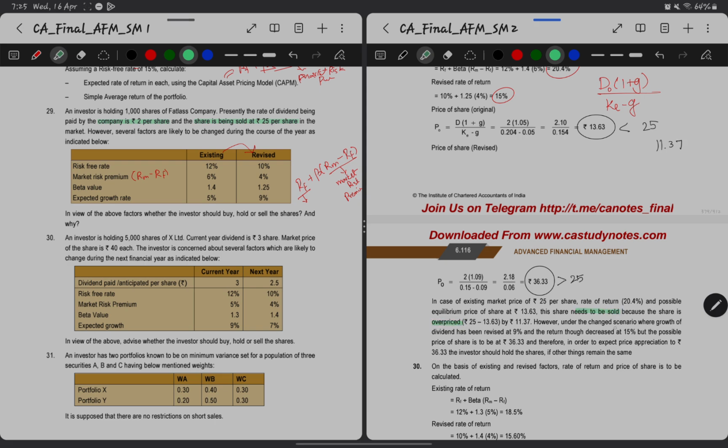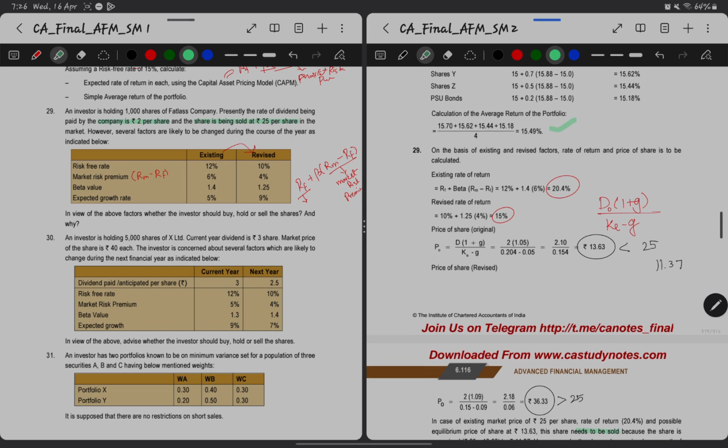However, under the changed scenarios where growth of the dividend has been revised at 9% and the return though decreased at 15%, the possible price of the share is to be at 36.33. So the price will be at 36.33. Therefore, in order to expect price appreciation to 36.33, the investor should hold the shares if other things remain same.